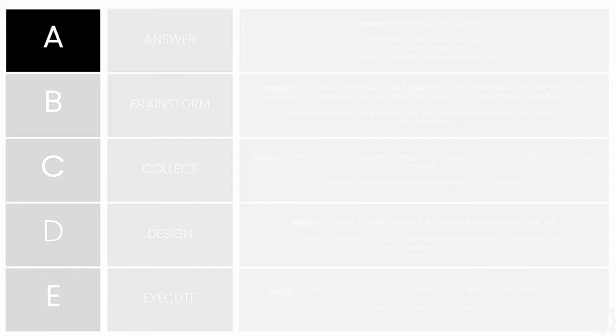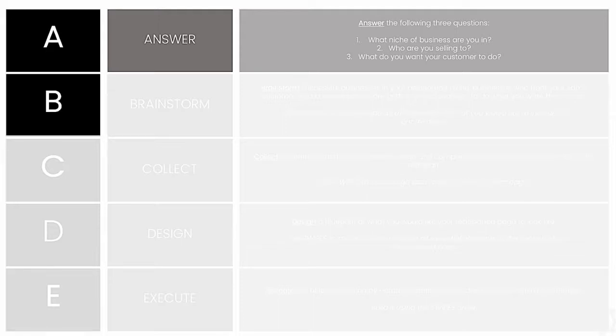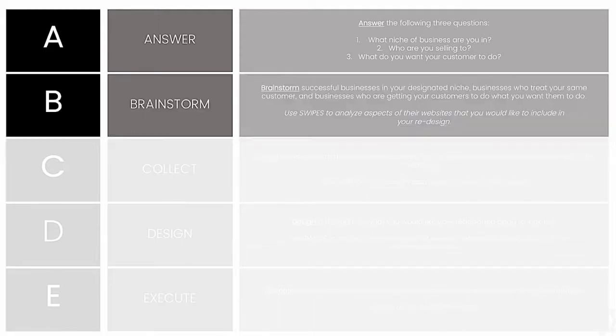The first thing we're going to do is A, which stands for answer, and we're going to answer the following three questions about the business that we're designing emails for. What niche of business are you in? Who are you selling to? And what do you want your customer to do? Now B stands for brainstorm. Once we've answered those three things, we're going to brainstorm successful businesses in our designated niche. Businesses who treat your same customer and businesses who are getting your customer to do what you want them to do.